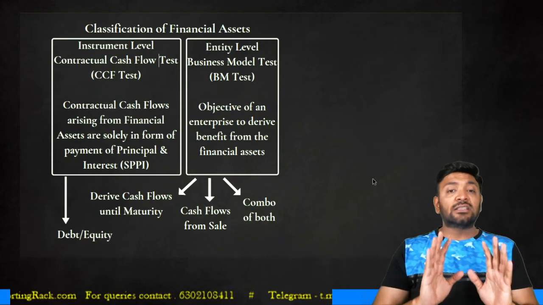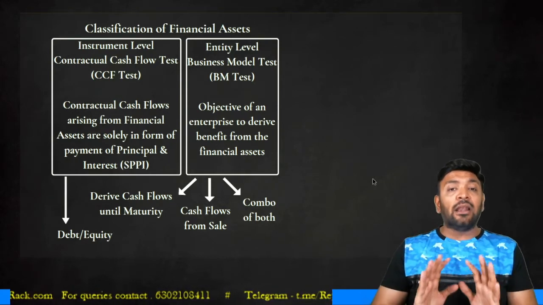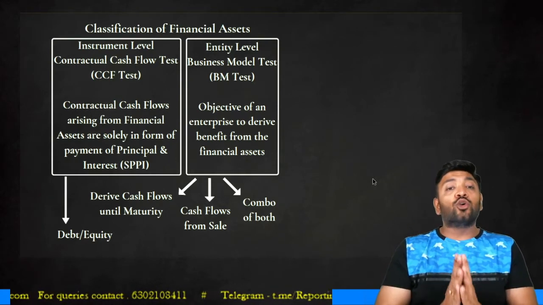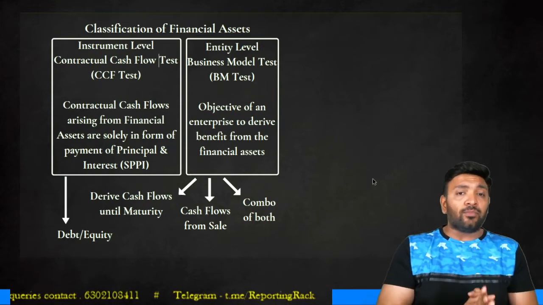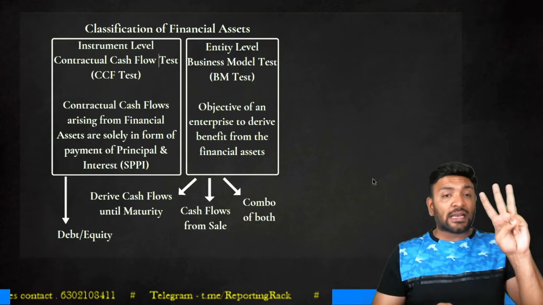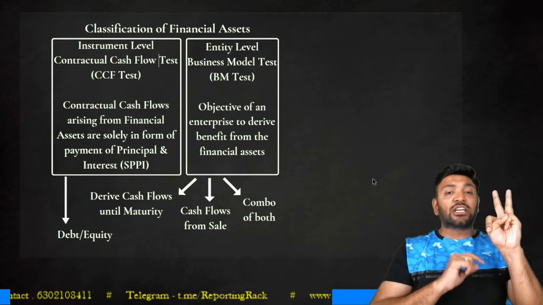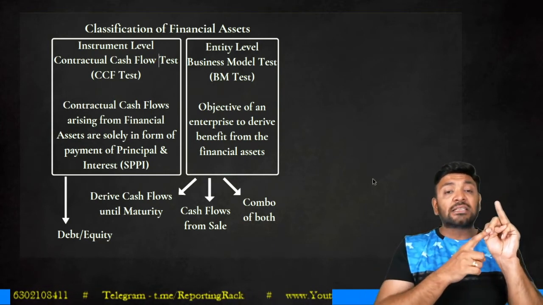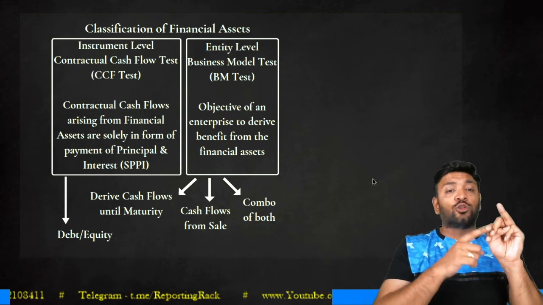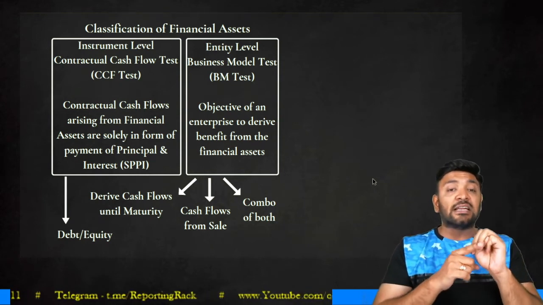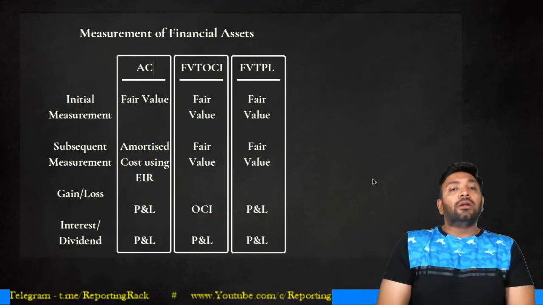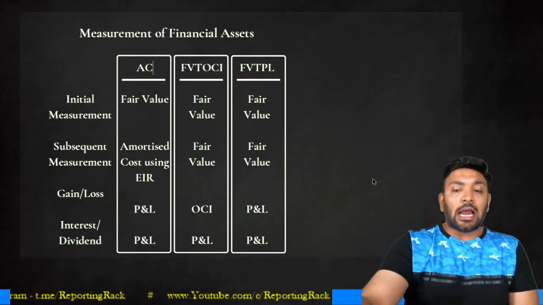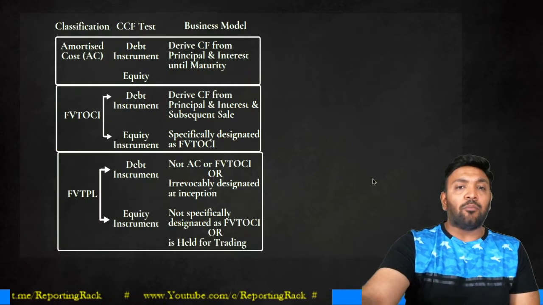So these two tests are significantly applied to any financial asset to help with the classification. Based on these two tests, the financial asset should be classified into three categories: financial assets measured at amortized cost, financial assets measured at fair value through P&L, and finally financial assets measured at fair value through OCI. Now, I'll look at the measurement at a later point of time, but look at here.